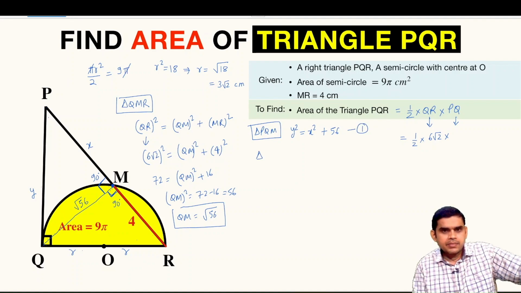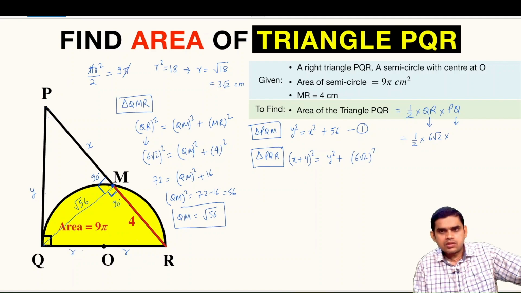Now let us take this triangle PQR. This is also a right angle triangle PQR. This time the hypotenuse will be PR, that is x plus 4. So can we write like this? X plus 4 whole square is equal to y square plus this QR square. QR is twice the radius, that means 6 root 2 whole square. Let us now expand the bracket here. So x square plus 8x plus 16 is equal to y square plus this will be 72.